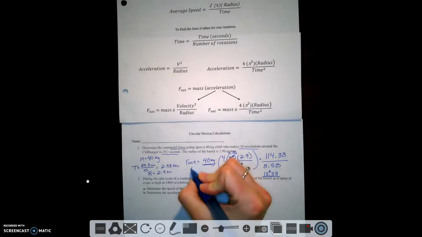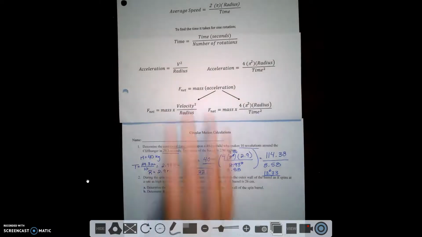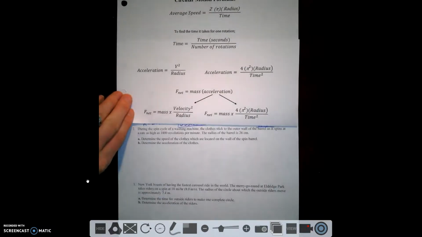And your answer is going to be 533.22, and that will be newtons because it's force. So that's the first question. Now we can look at our second question. During a spin cycle of a washing machine, the clothes stick to the outer wall, and it spins at a rate of 1,800 revolutions per minute. The radius of the barrel is 26 centimeters.